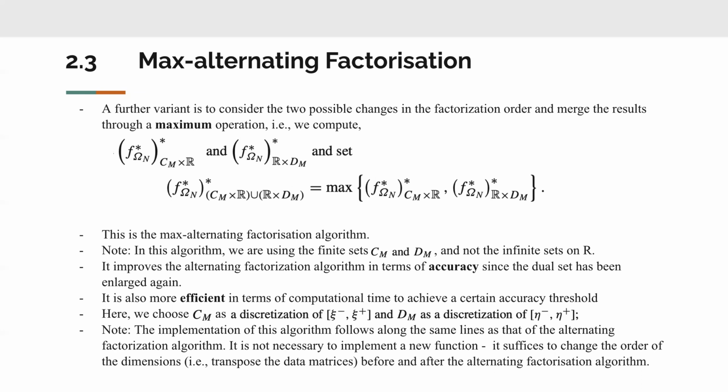We can reuse the alternating factorization algorithm. It suffices to just change the order of the dimensions. Use the transpose of the data matrices before and after the alternating factorization algorithm. So finally, when the max alternating factorization is applied to functions which are invariant under swap of coordinates, the max alternating factorization algorithm preserves this property as the exact convex hull does, which is great.